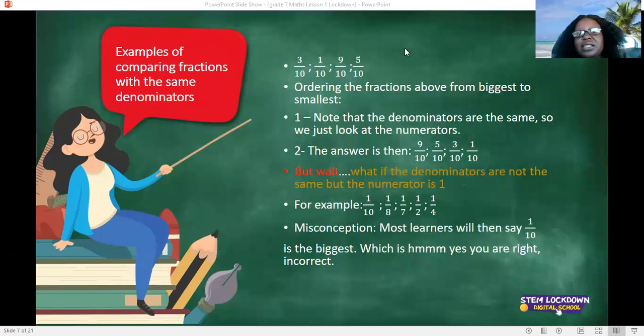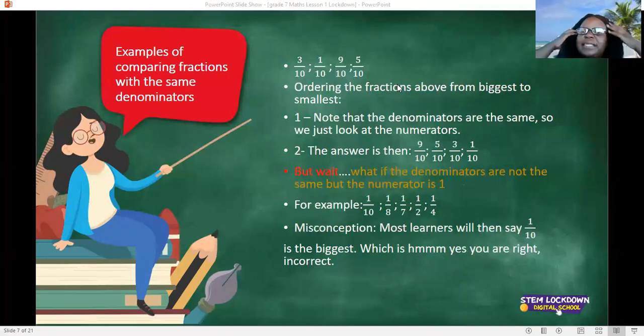So it is very easy to compare fractions if they have the same denominator. Now, since the denominators are the same, we just look at the numerators. So then we can see the answer there at the bottom.